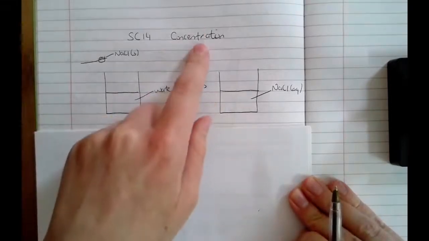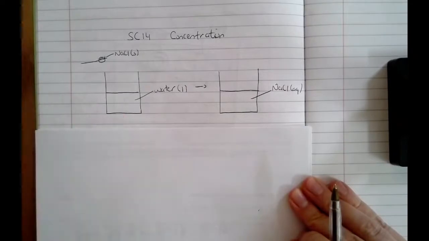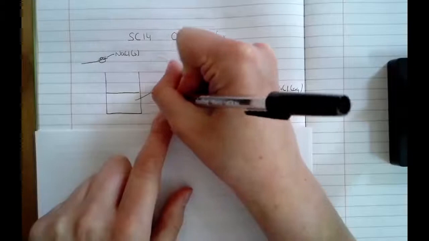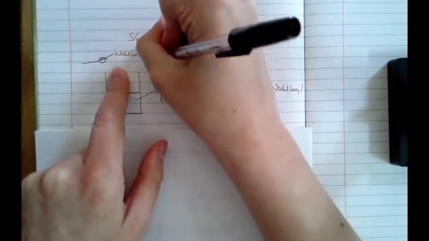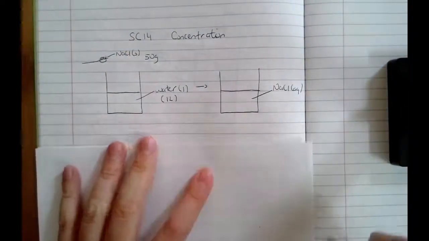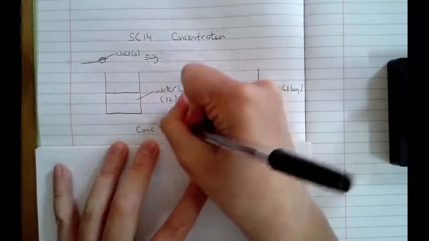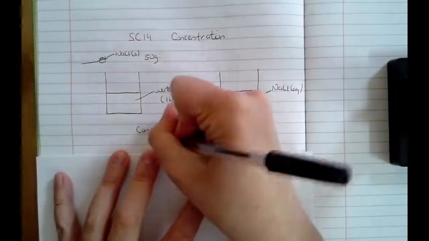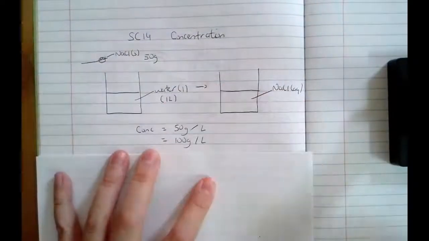So when we're looking at concentration, we are concerned with how much salt we have dissolved in a certain volume of water. So let's just say, for example, that I had a litre of water here, and on my spoon I had 50 grams of my sodium chloride. Then the concentration of this solution would be 50 grams per litre. If I had 100 grams on my spoon, I would have 100 grams per litre.